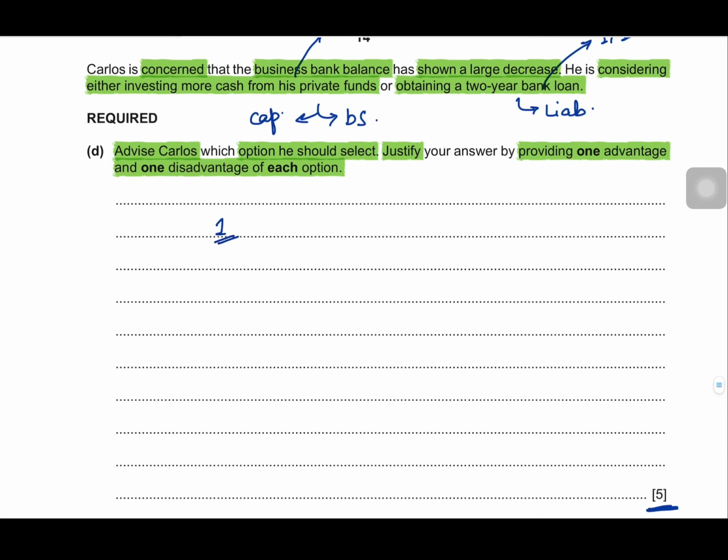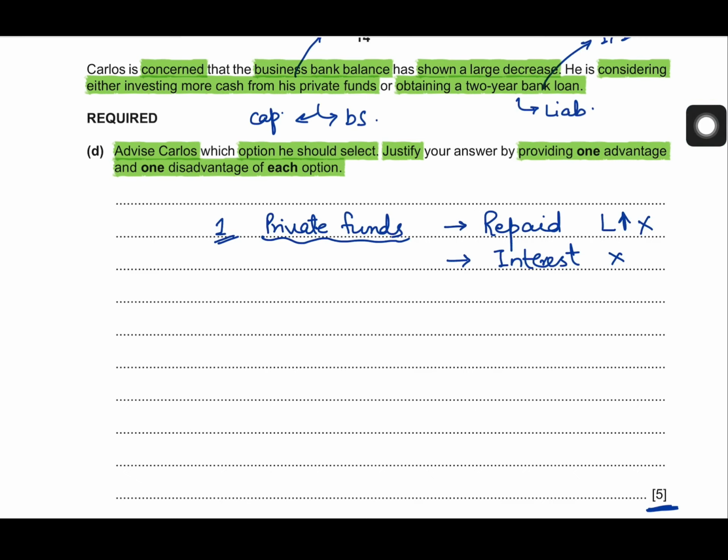First option is if he uses his private funds. He invests more of his private funds into the business, right? So first of all, what would be the benefit? These funds don't have to be repaid, so this will not increase his liability. And there will be no interest charges as compared to if he takes the bank loan. These 2 were the advantages, right?